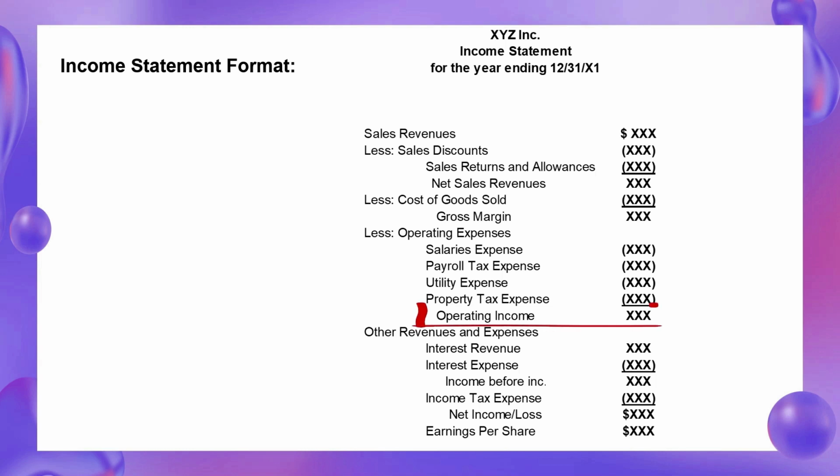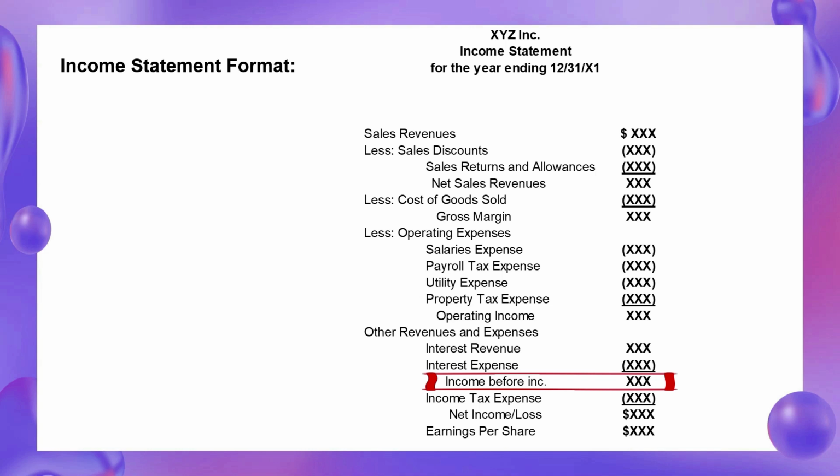If we take our operating income, again, operating income is the gross margin less all the various operating expenses. If we take our operating income and add any of these other supplemental revenues and deduct any other expenses, we would come up with a number referred to as income before income taxes.